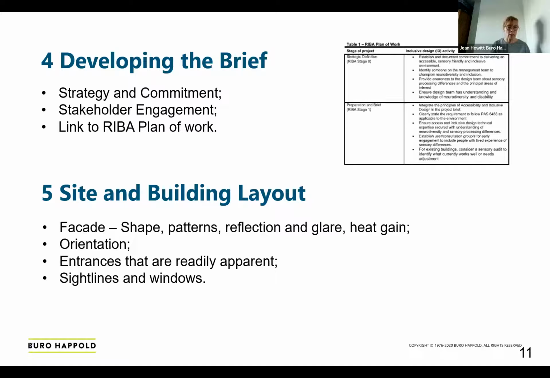Also, the orientation of the building, so making sure that you're not inadvertently creating wind tunnels, things like that, and that you've got entrances that are readily apparent. Some of these things are already in the inclusive design standards, but we have found a deeper level of need with this one. And of course, sight lines and windows, very, very important, as they are to everyone, but also avoiding that glare.